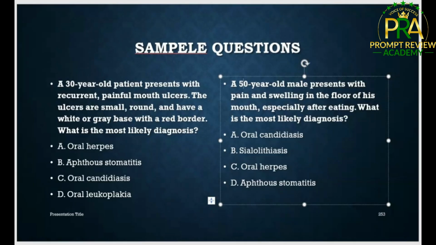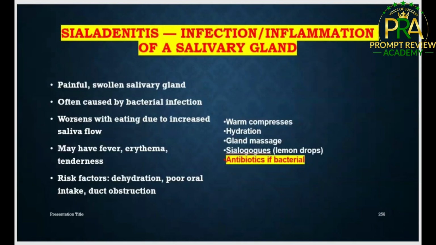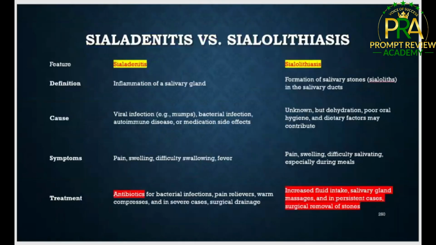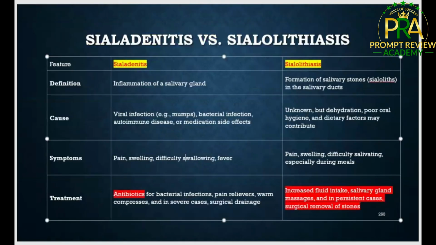So in comparison, sialadenitis is an inflammation, sialolithiasis is a stone. For sialadenitis, the treatment is antibiotics, but sialolithiasis is usually a surgical procedure. Refer the patient to ENT and they will remove the stone. So the same thing here, a different slide, but talking about the same thing.